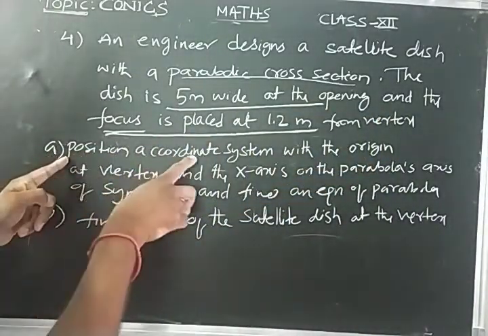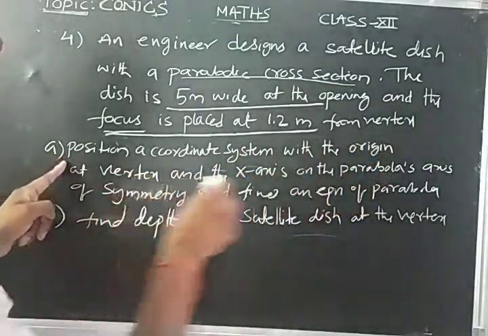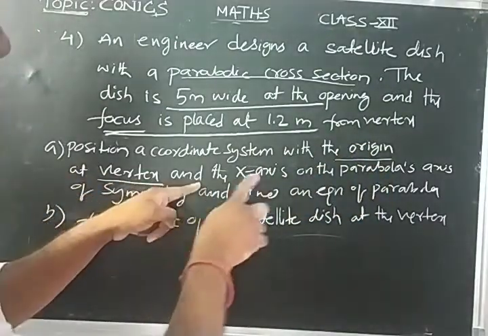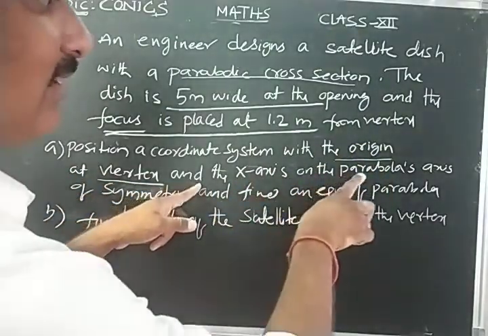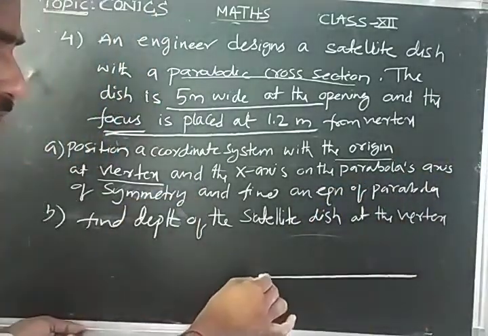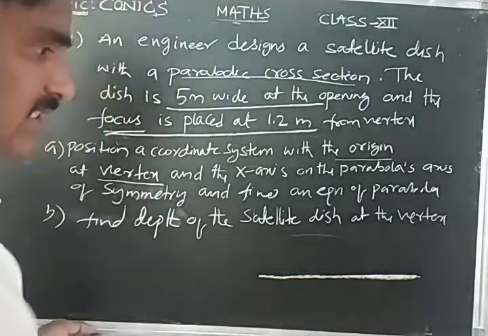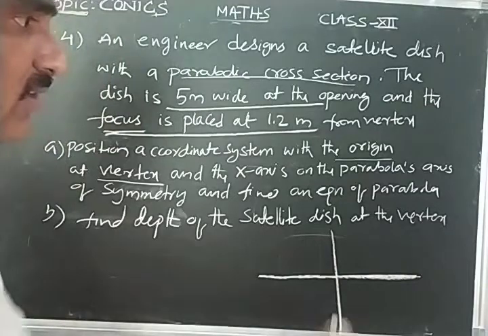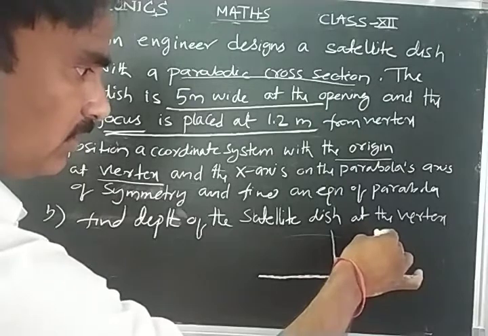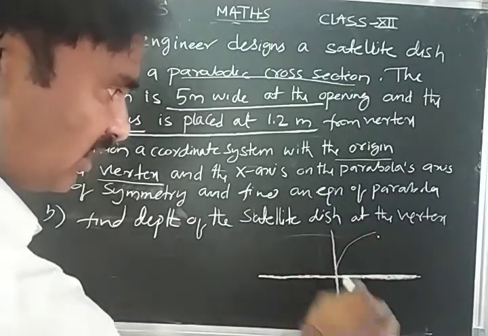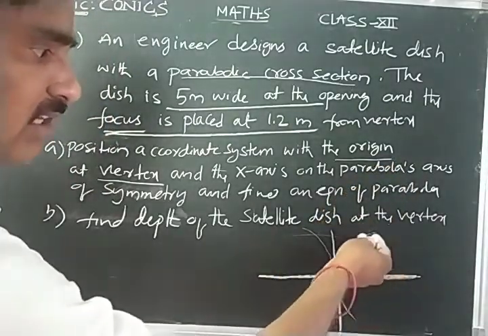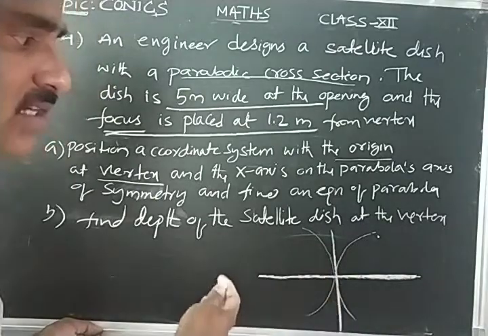A, position a coordinate system with the origin at the vertex. So the origin is the vertex of the parabola, and the x-axis is on the parabola's axis. Suppose I am taking the x-axis here. According to the question, I am going to draw one diagram. This is the x-axis and this is the y-axis. Here what is given in the question? The x-axis is the axis of the parabola. So the satellite shape will be like this, or it may be like this. Why? Because it is given that the x-axis is the axis of the parabola. So the satellite may open to the right hand side or the left hand side.